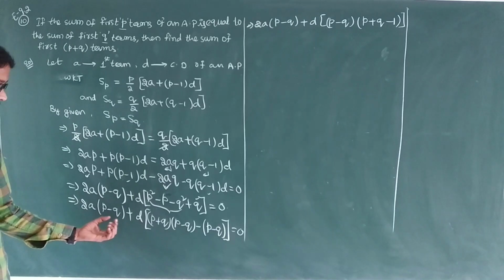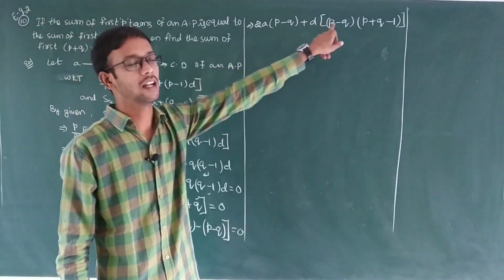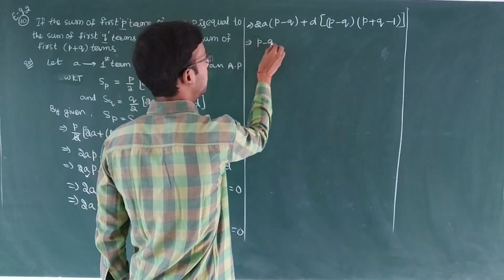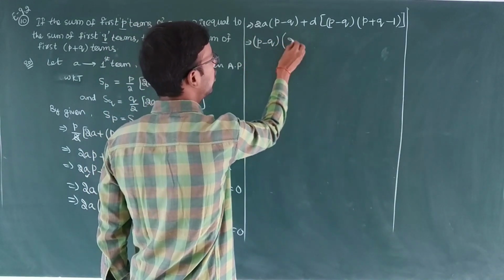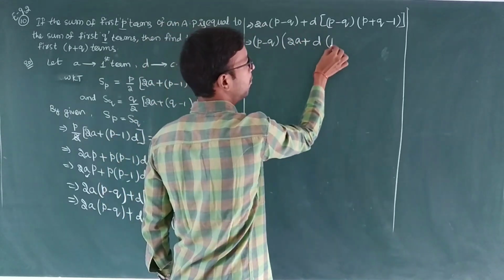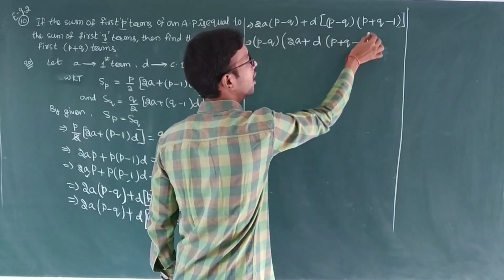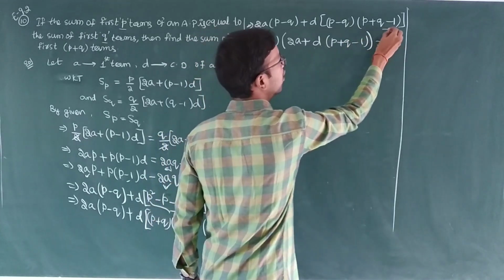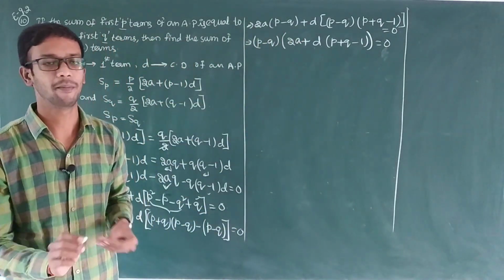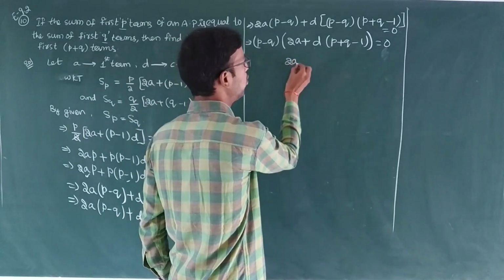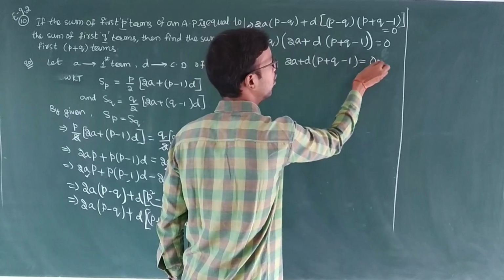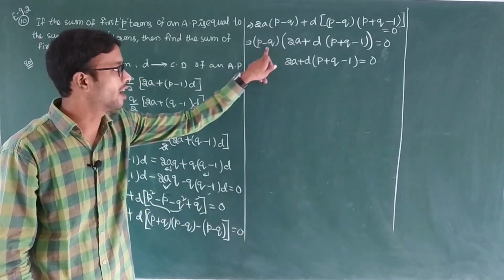So now, again you observe, (p minus q) is there. I will take (p minus q) common again. (p minus q) into (2a plus d into (p plus q minus 1)) is equal to 0. So next step, I will write here: 2a plus d into (p plus q minus 1) is equal to 0.